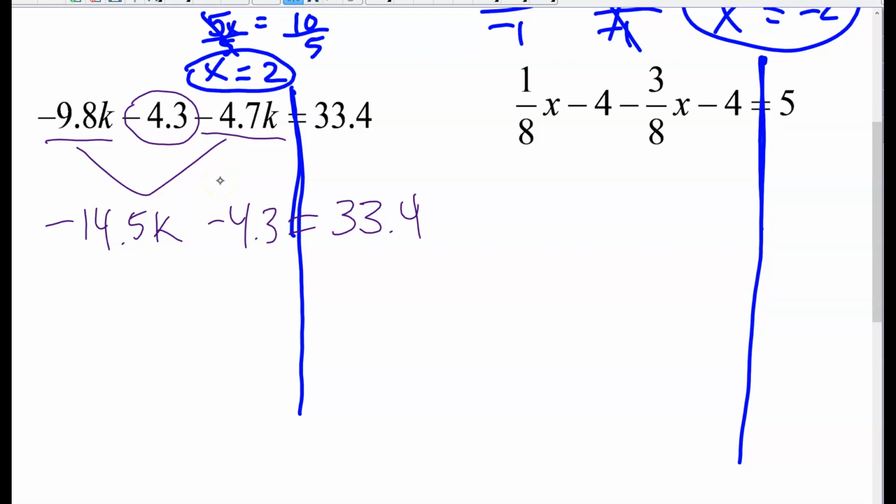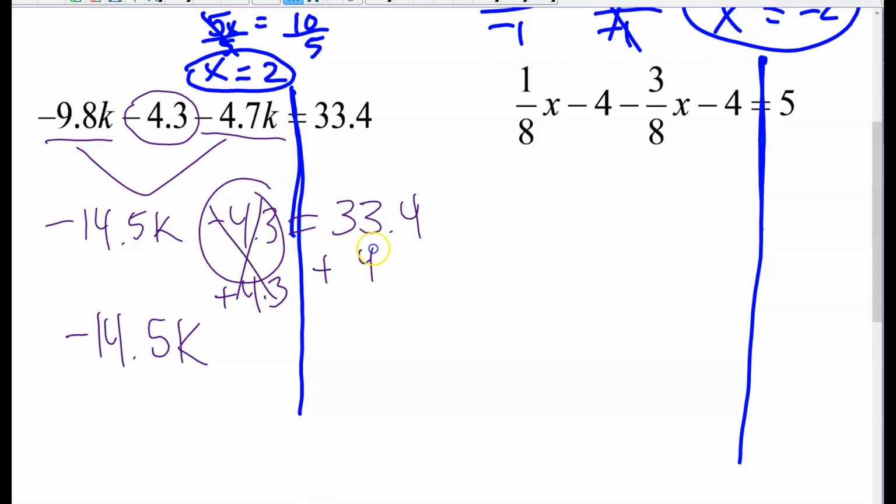So I combine those like terms, and now what I'm left with is a two-step equation. I want to get rid of the part without the variable first, so that would be, in this case, this minus 4 and 3/10. Okay, so I'm still going to have that negative 14 and 5/10 k, negative 14 and a half k over here, but I'm going to add 4 and 3/10 to both sides.